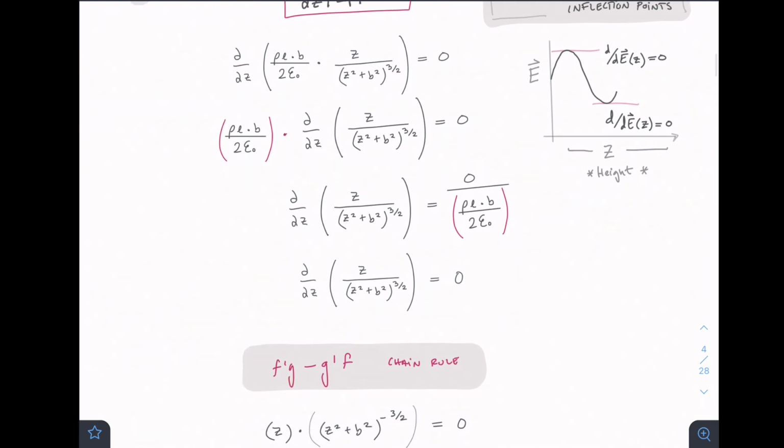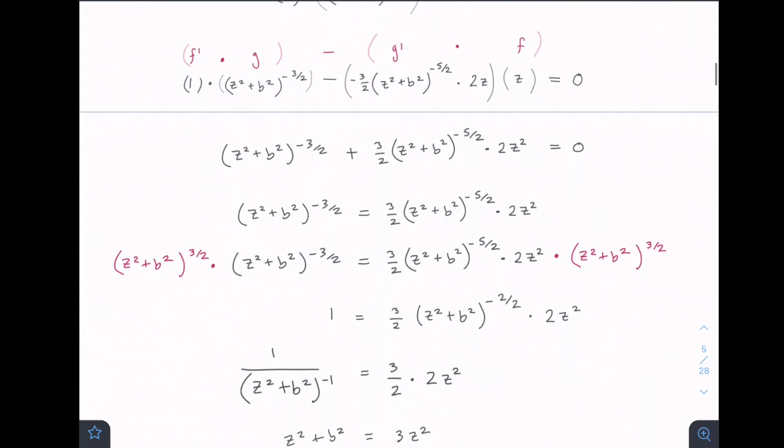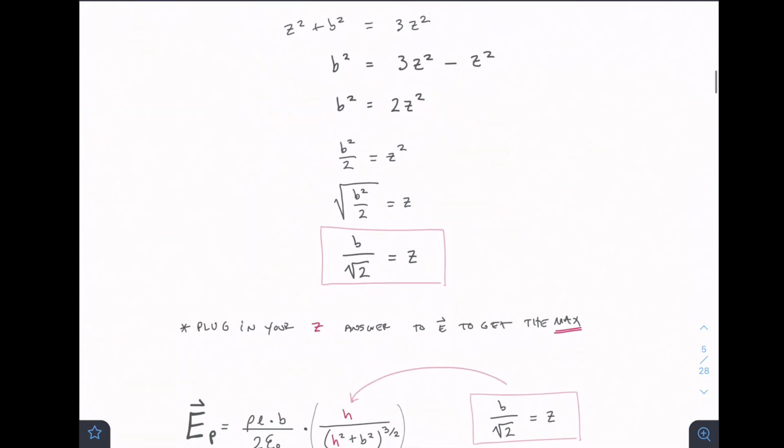We did a bunch of algebra, right? A whole bunch of algebra. And then we solved for b over the square root of 2 is equal to z. Okay?